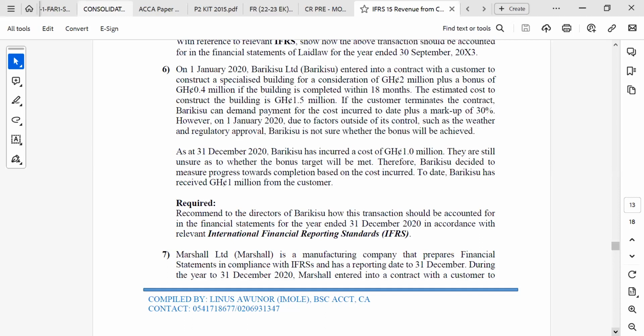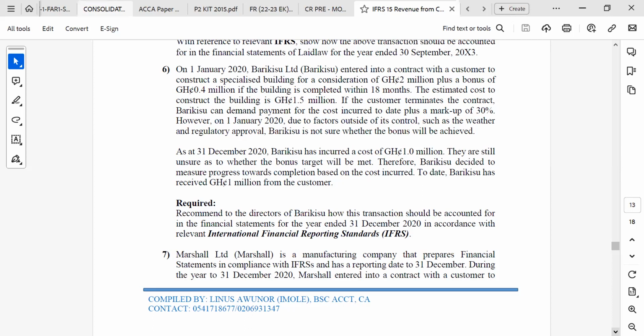Okay. What is the total contract price? 2 million. Okay. What is the cost of completing the contract? What is the total cost? 1.5 million. Okay. What is the profit on the total contract? 0.5 million. Okay. So right now, what is the total cost that they have incurred?